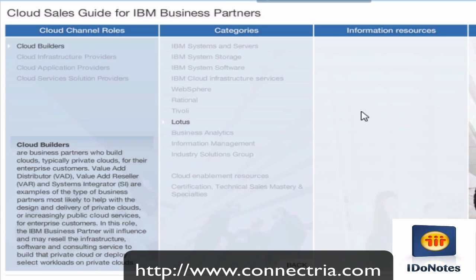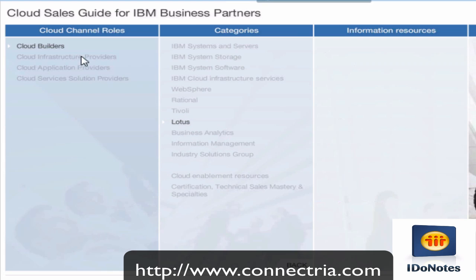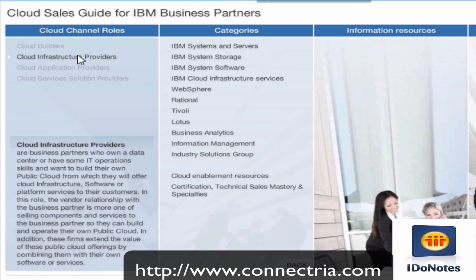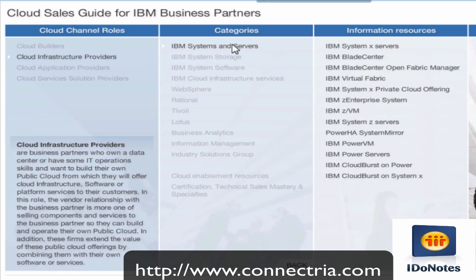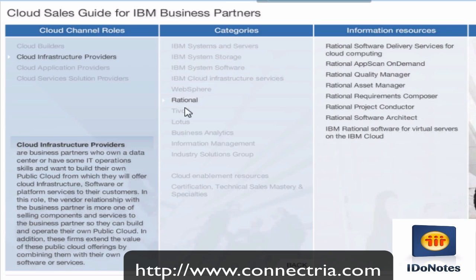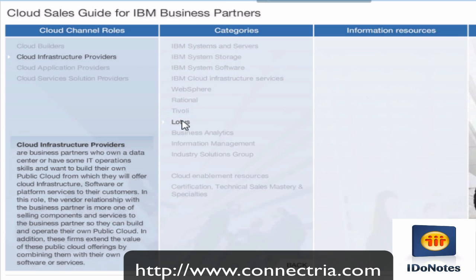So I said, okay, not a problem. There's some other resources below. What if I'm an infrastructure provider, a partner who owns a data center, which is us, and we want to build our own public cloud, which we've done for years. Same thing again. There are servers there. There's no storage or software, but there is infrastructure services, WebSphere, Rational, Tivoli again. Lotus is empty again as an infrastructure provider because the hosting code that's available for Lotus Live isn't partner-based code, it's Lotus-only code. So that's one of the things for the infrastructure provider.